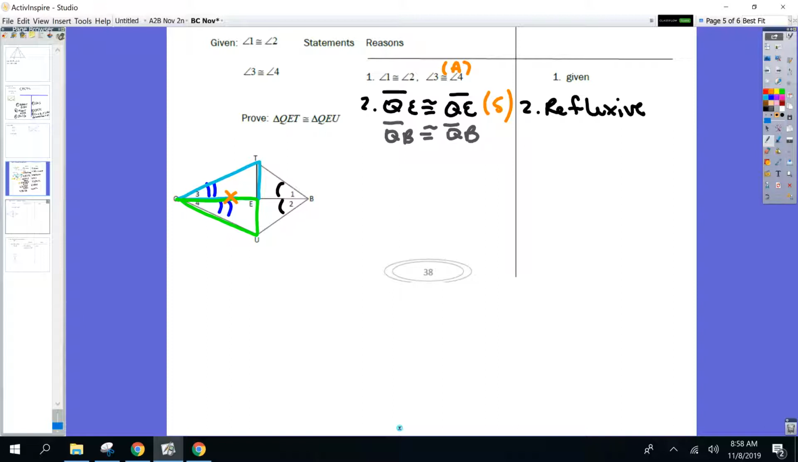Yep. I haven't lost anybody yet. Again, the green and the blue one on my diagram can't be proven congruent. So I moved to a new pair, which were triangle QTB congruent to triangle QUB. By what method? Angle, side, angle.